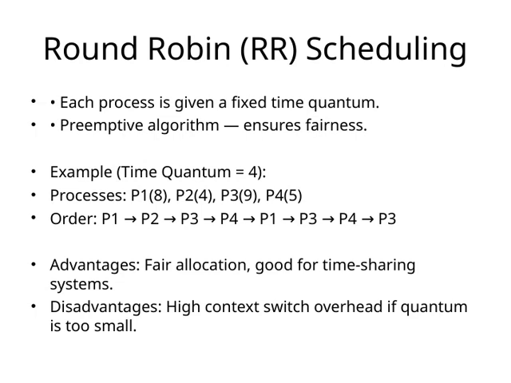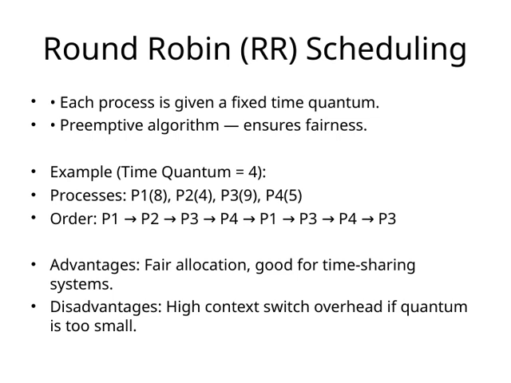Let's talk about round-robin scheduling now. In this approach, each process is given a fixed time quantum, which is basically a small slice of CPU time. The idea is to give every process a fair chance to run, ensuring that no process gets stuck waiting too long. It's considered a preemptive algorithm, meaning the CPU can interrupt a process when its time quantum expires and switch to the next process. This helps maintain fairness across all processes.